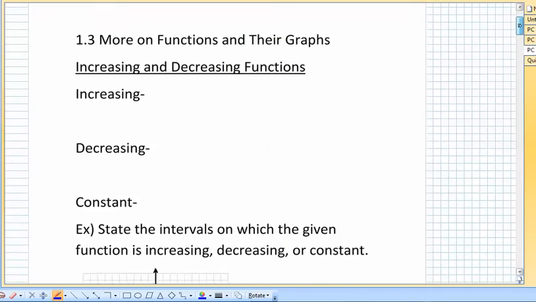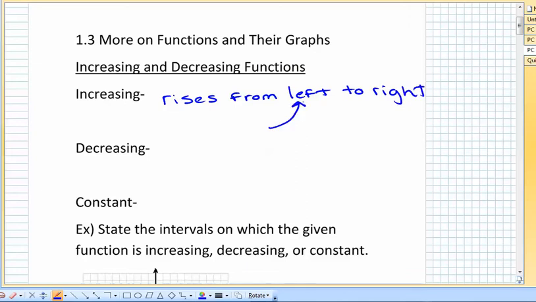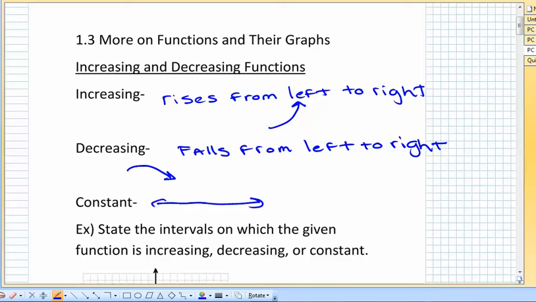A couple of notes on functions. There are functions that increase, meaning the graphs rise from left to right. So a graph that rises from left to right goes like that. And then, of course, there's a decreasing function, which falls from left to right. And then there's the function that stays the same, that is constant.